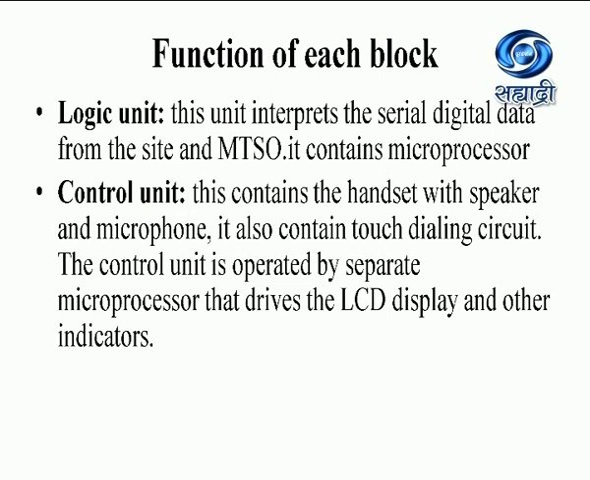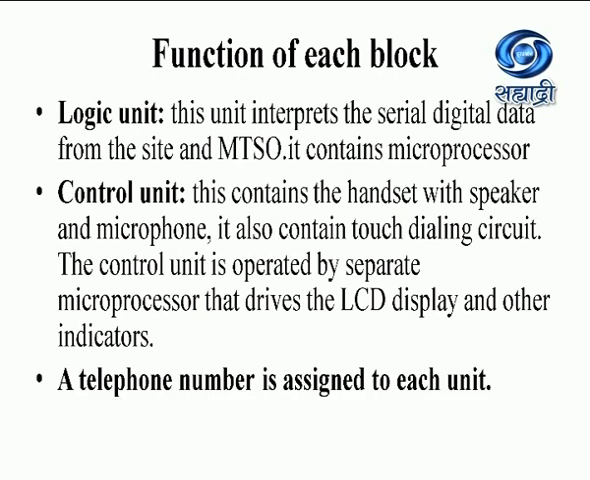Next block is logic unit. This unit interprets the serial digital data from the site and MTSO. It contains a microprocessor chip. Next unit is control unit. This contains the handset with speaker and microphone. It also contains touch dialing circuit. The control unit is operated by a separate microprocessor that drives the LCD display and other indicators. A separate telephone number is assigned to each unit.